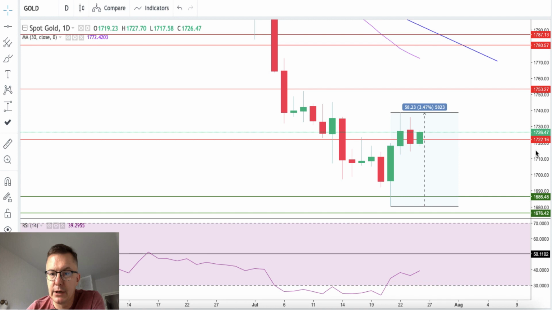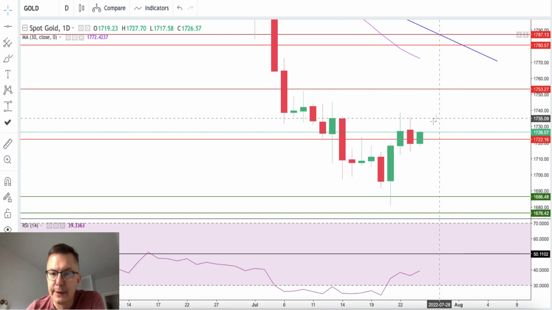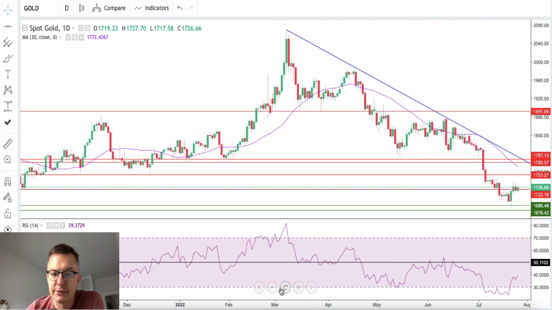We broke above the local technical resistance 1722. We are oscillating around this level. However, the next target for bulls is seen at $1,753. So in order to continue the bounce, we need to go towards this level.